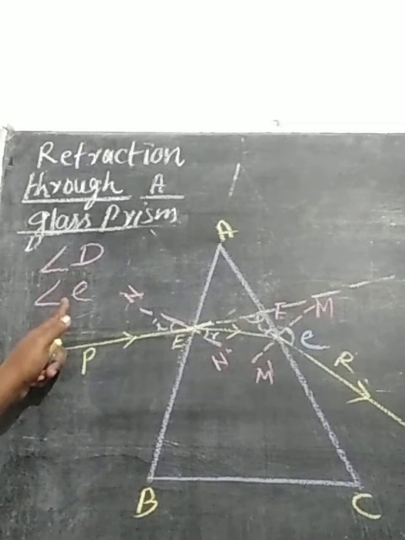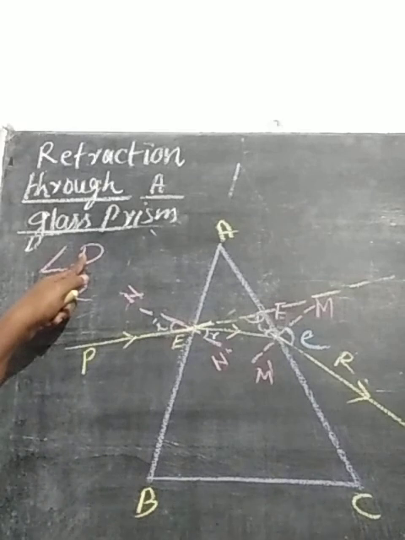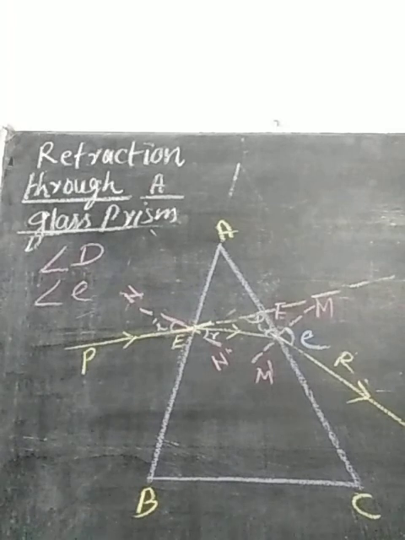This is the angle made by the normal and the emergent ray, but this is the angle made by the direction of the incident ray and the finally refracted ray or emergent ray. So these are the important points on this glass prism.